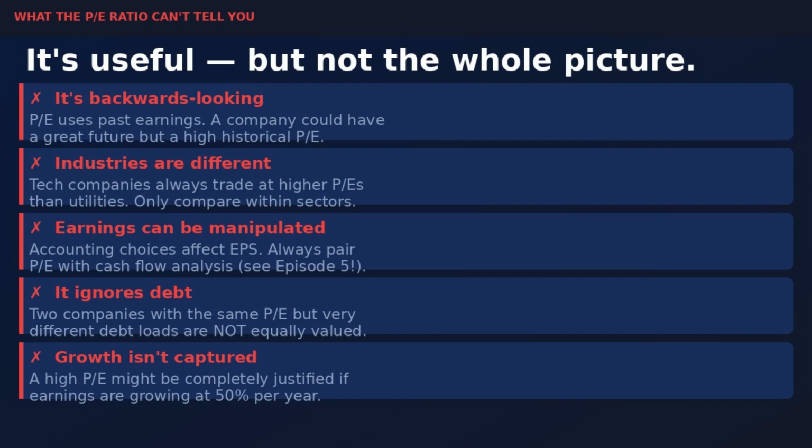Now let's be honest about what the PE ratio cannot tell you, because this is just as important. First, it is backwards looking. PE uses past earnings. A company with a high historical PE might have a brilliant future that makes the current price perfectly reasonable. Second, industries are different. Technology companies always trade at higher PEs than utilities. Only compare PE ratios within the same sector, not across industries.